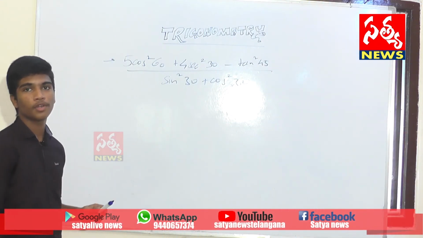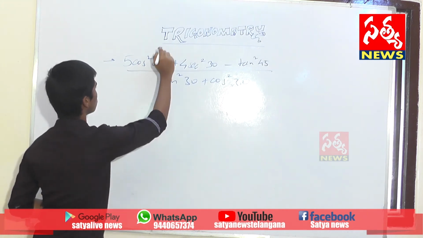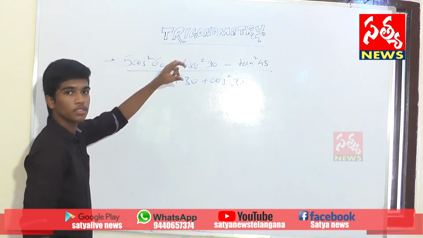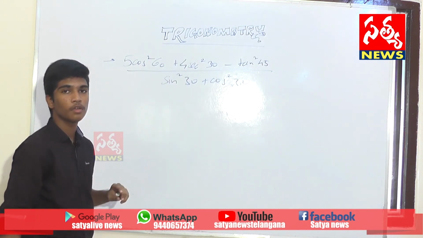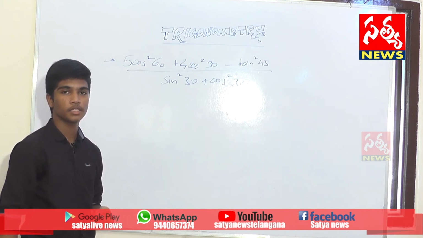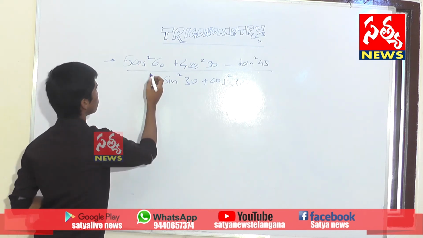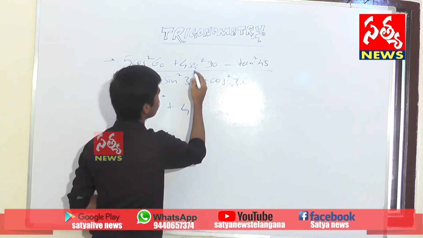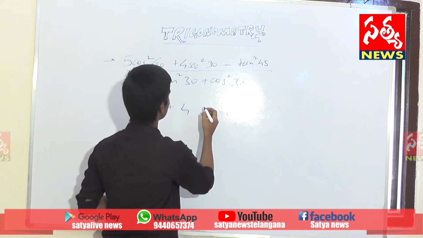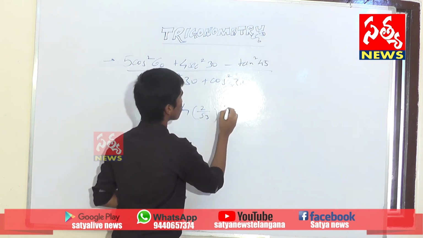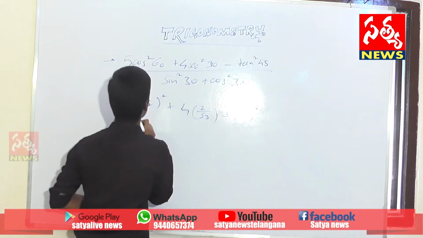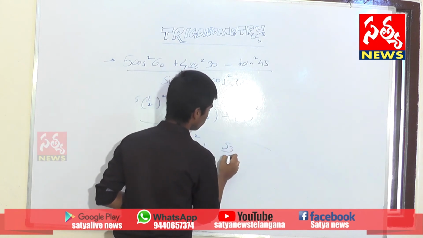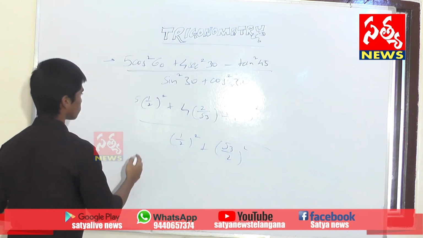This is a problem we are going to do based on the table. For doing this problem, we have to remember all 6 trigonometric ratio values for 0 degrees, 30 degrees, 60 degrees, 45 and 90. Cos 60 is 1 by 2, 4 into secant 60, secant 30 is 2 by root 3, minus tan 45 is 1, sin 30 is 1 by 2, cos 30 is root 3 by 2, whole square.